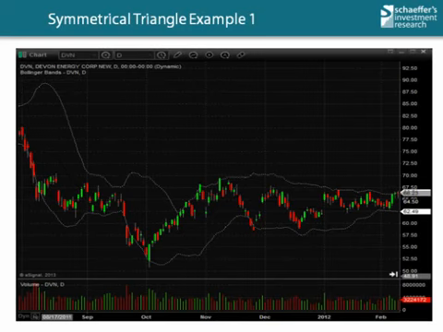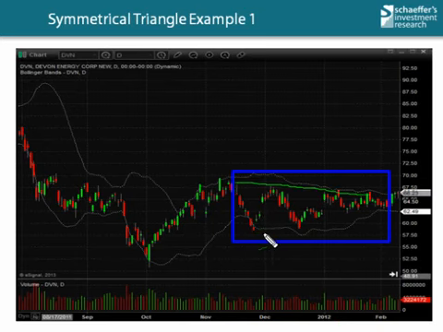This is Devon Energy, and if you'll notice, this is a series of lower highs and higher lows right here. So you get this trend line there, and you get this trend line here, and they eventually converge.